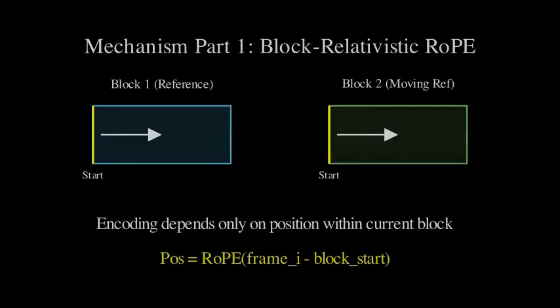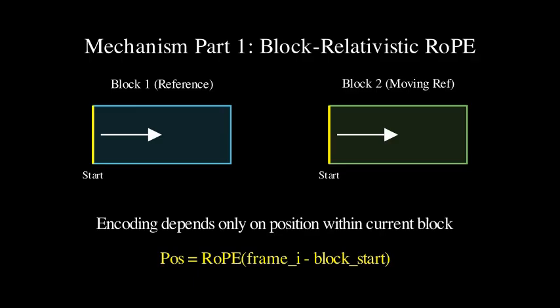Block relativistic RoPE is the core innovation for handling infinite video. Traditional RoPE, rotary positional encoding, encodes the absolute position of each token, in this case, video frame. Instead, block relativistic RoPE calculates the positional encoding relative to the most recent block of frames. This block acts as a moving local reference. For each frame, its positional encoding is computed relative to the start of the current block. This allows the model to maintain a consistent understanding of local temporal relationships, even as the video extends far beyond the original training duration.